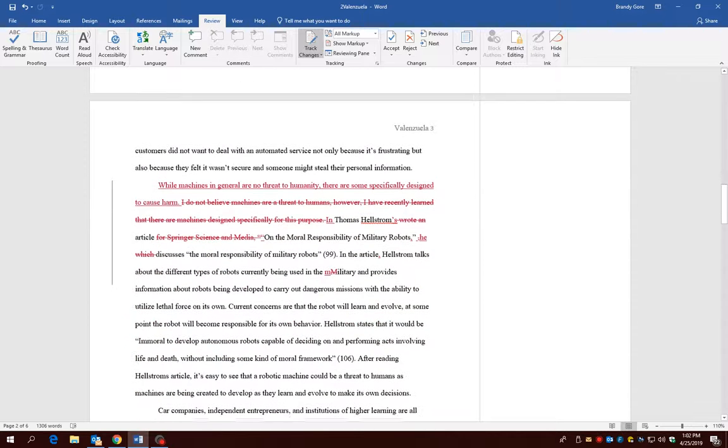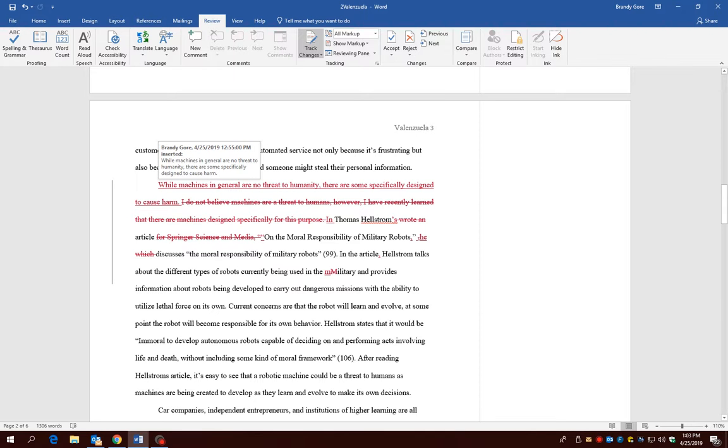Okay, I want to get down to this paragraph. So the original paragraph, as you can see, started with, I do not believe machines are a threat to humans. However, I have recently learned that there are machines designed specifically for this purpose. Okay, first of all, let's just try to avoid the first person point of view if we can at all. So this whole paper, Tiffany's been in third person point of view, and so she really needs to stay that way. Also, we don't need the words I believe or in my opinion, because really this whole paper is your belief and your opinion, and so there's no need to tell that. Keep it academic by keeping it in third person point of view.